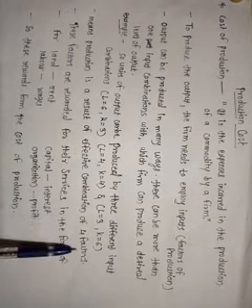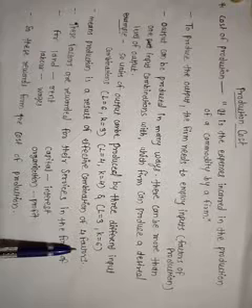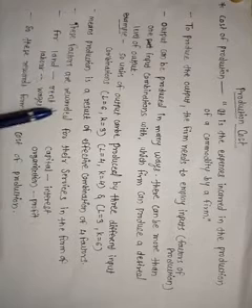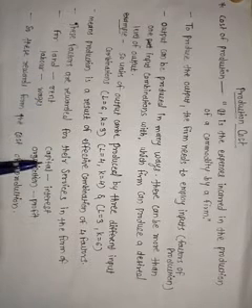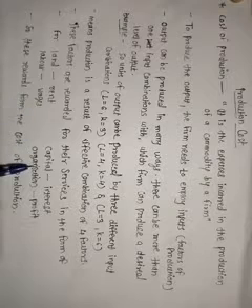So, production is a result of effective combination of four factors. Four factors means land, labor, capital, and organization. And these factors are rewarded for their services. Means for land, rent; for capital, interest; for labor, wages; for organization, profit. So these rewards form the cost of production.